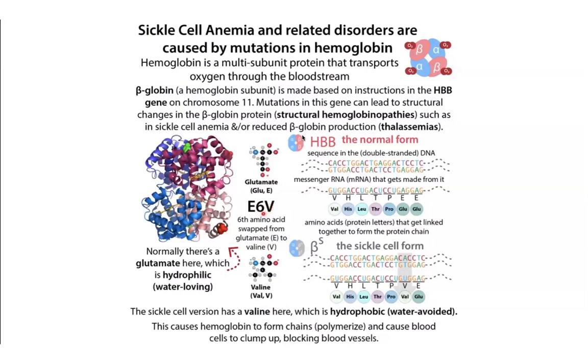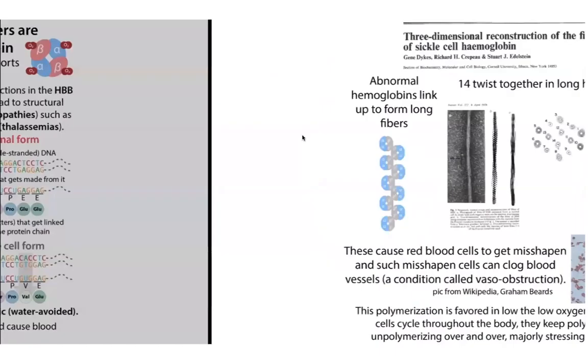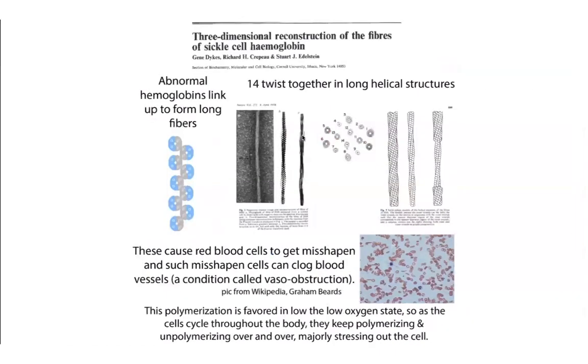So what's going to happen if we change something hydrophilic and charged to something hydrophobic and nonpolar? You put this nonpolar thing on the surface of a protein, and it's not going to be very happy. But if it finds another nonpolar patch on another hemoglobin unit, well, then they can link together. And so what's going to happen is you get these abnormal hemoglobins that link up to form long fibers.